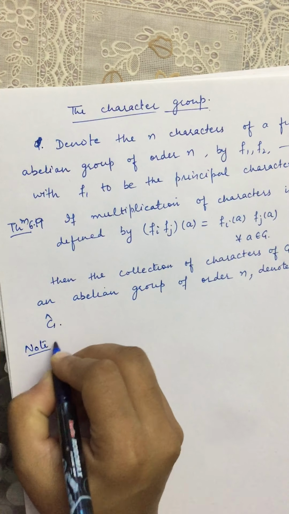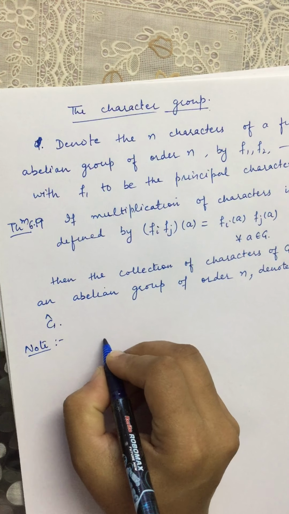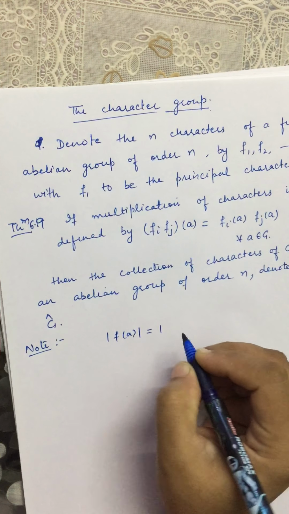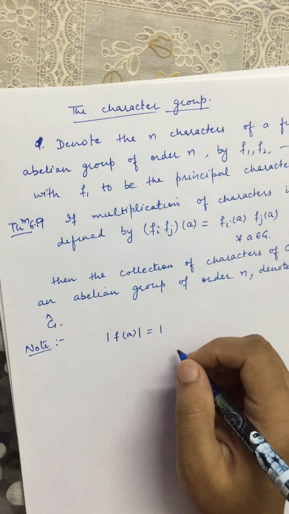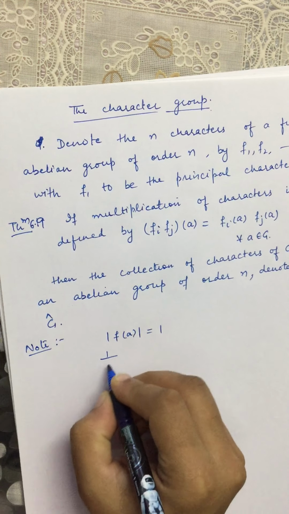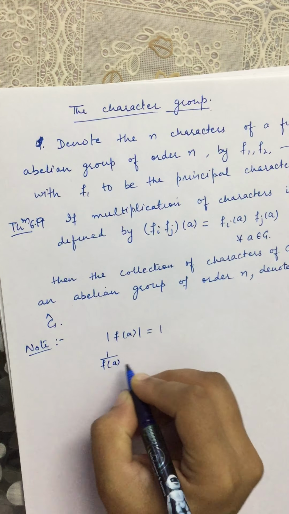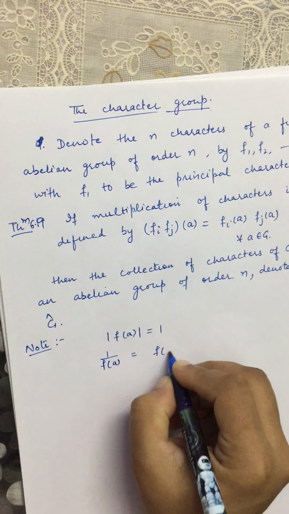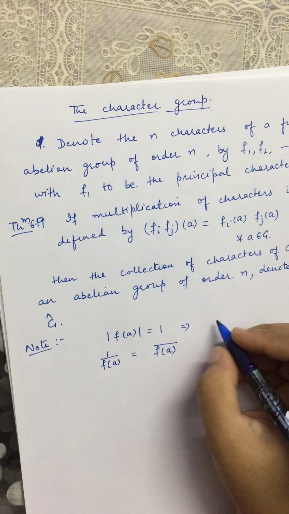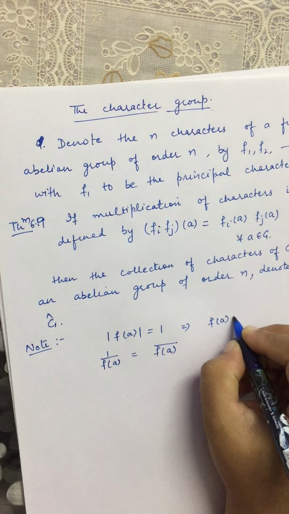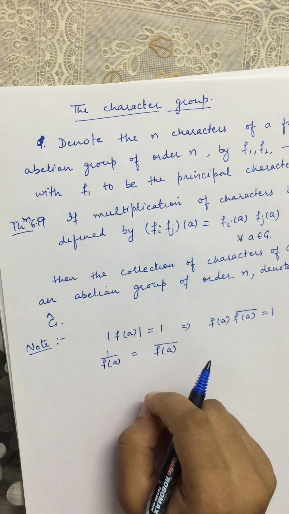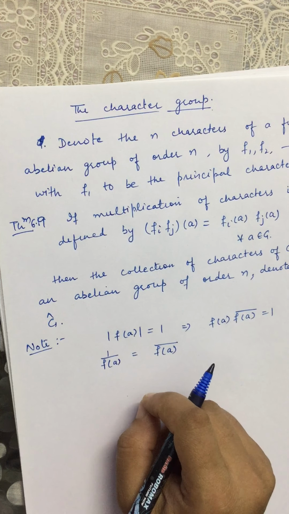Now we have this for each character f. We know mod of f(a) is 1, because we have proved earlier that f(a) is a root of unity. So mod of f(a) is 1. This means the reciprocal 1 upon f(a) is equal to the conjugate of f(a), because mod of f(a) is 1 means f(a) into f(a) conjugate is 1. So 1 upon f(a) is the conjugate of f(a).